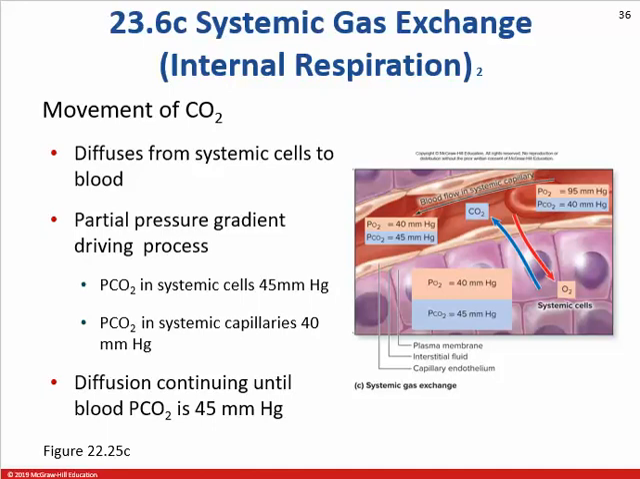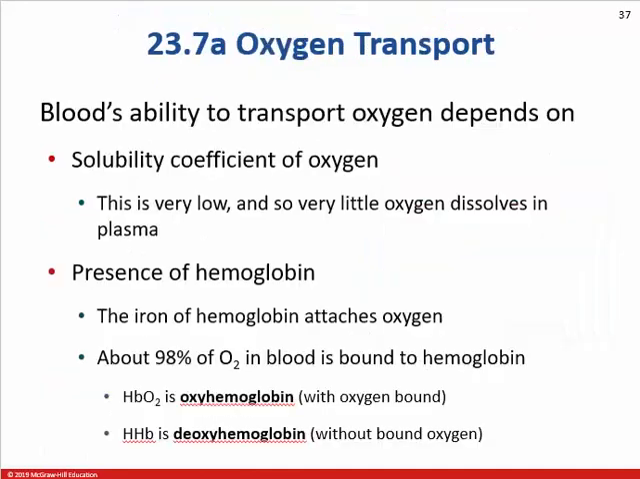CO2 does the other, because CO2 is made in the cells in aerobic respiration, and it's about 45. In the capillaries, it's about 40, so CO2 will leave the tissues and go into the blood. And then the blood transports it. Oxygen is not very soluble in blood, so very little goes into solution in the plasma. So that's why we need hemoglobin in the red blood cells. About 98% of the oxygen goes bound to the hemoglobin, to the iron molecules in hemoglobin.